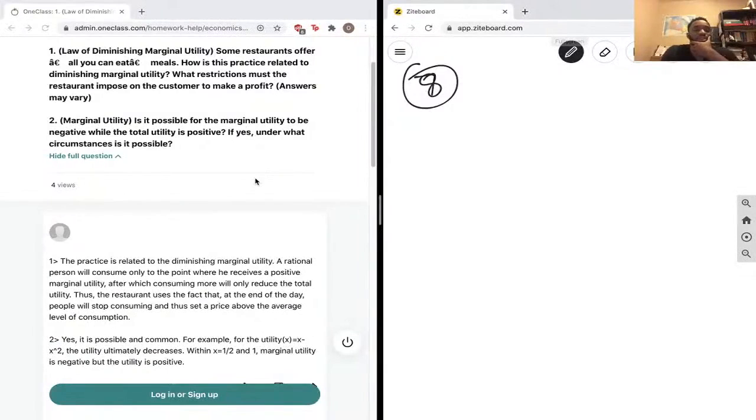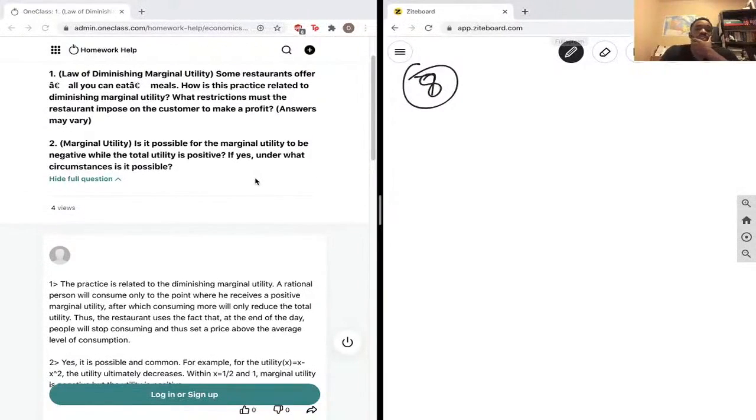A rational person will consume only to the point where he receives a positive marginal utility, after which consuming more will only reduce the total utility. Thus, the restaurant uses the fact that at the end of the day, people will stop consuming, and thus they set a price above the average level of consumption, and that's how they make their profits.